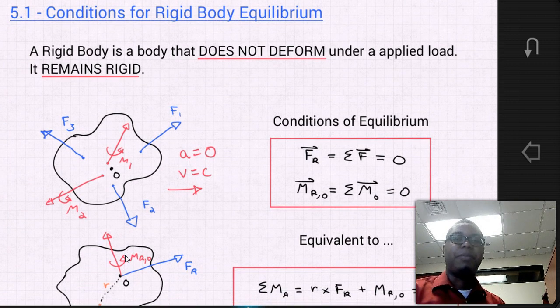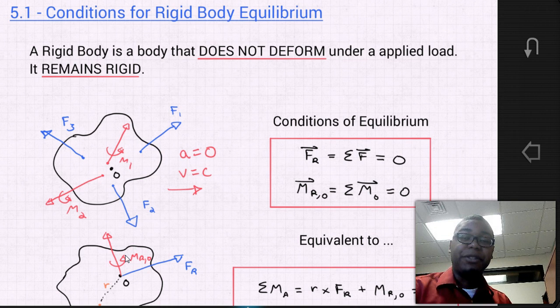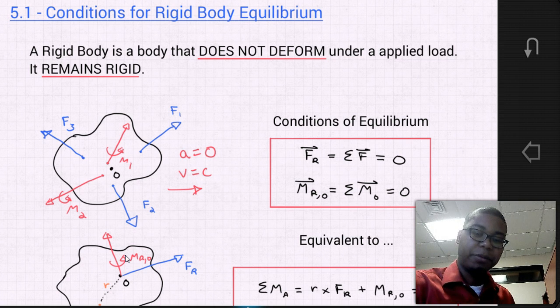A rigid body is a body that does not deform under applied load. It's a body that remains rigid. We also know that in statics a body is considered static if it has no acceleration, so acceleration is equal to 0, and it either has a velocity that is constant or a velocity that is 0. Now, remembering from physics that force is equal to mass times acceleration, we find that with static problems force becomes equal to 0 because acceleration is 0.